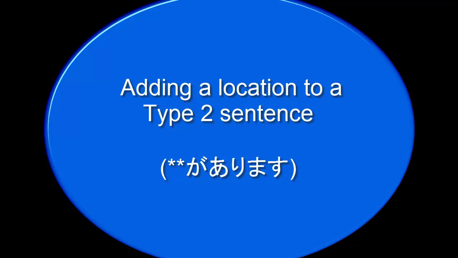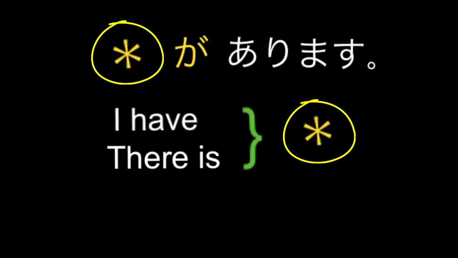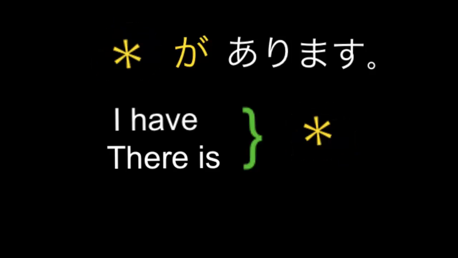We're going to be looking at how to add a location or a place to our classic Type 2 ga arimasu sentence. Now, a ga arimasu sentence is equivalent to the English sentence I have something or there is something. Now, there are two things to be a little bit careful of in our Type 2 sentence. The first is that the object which exists, that's the thing that we either have or the thing that there is, takes particle ga when it's a positive sentence.